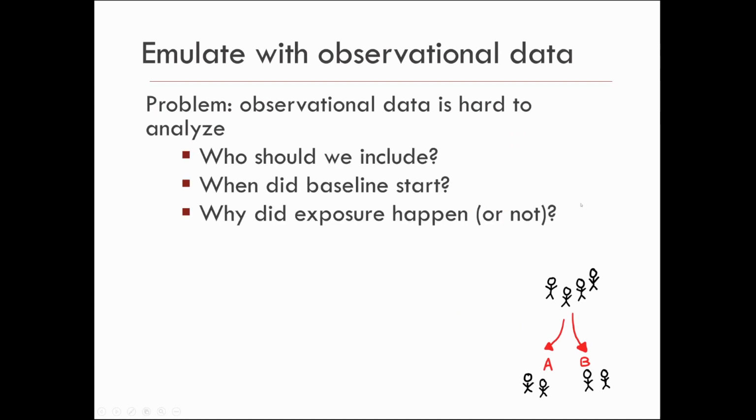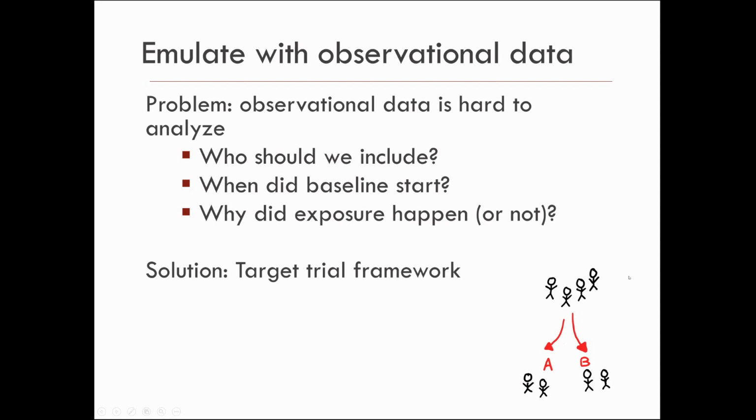So some of the really important key questions: who should we include in our data set? When did baseline start? This is particularly difficult if we're interested in some kind of exposure like never have the treatment. It's not very easy to tell when never starts. And then why did exposure happen or not? And this is kind of the issue of confounding.